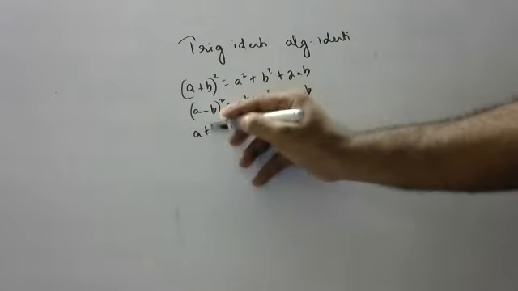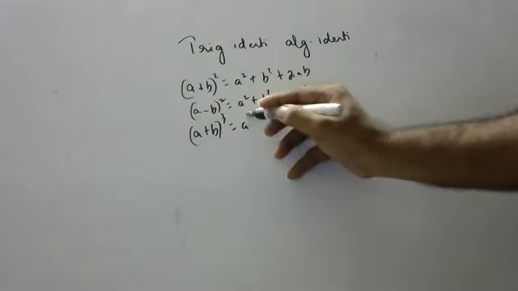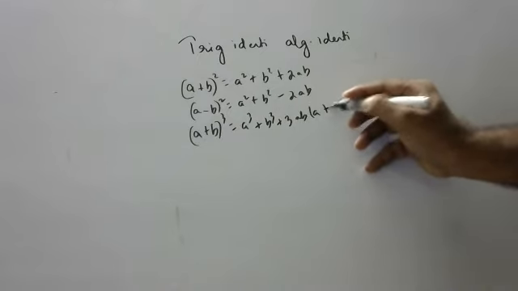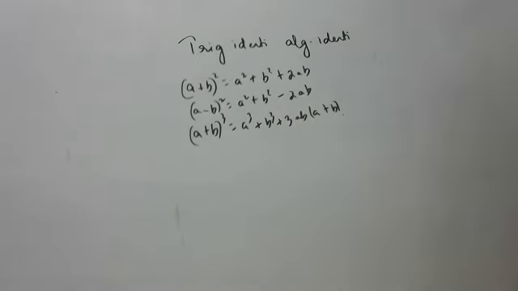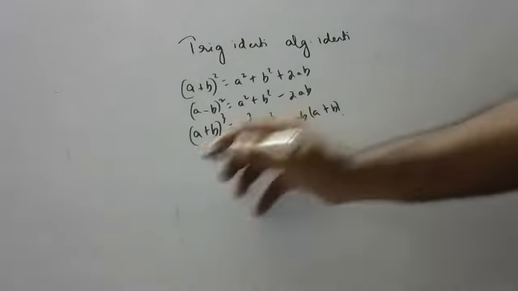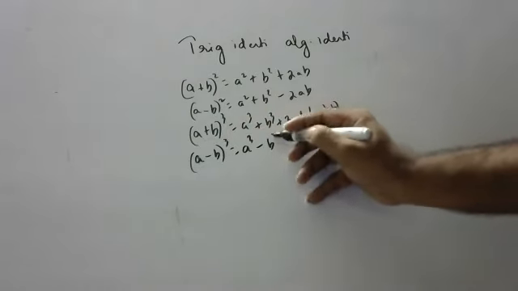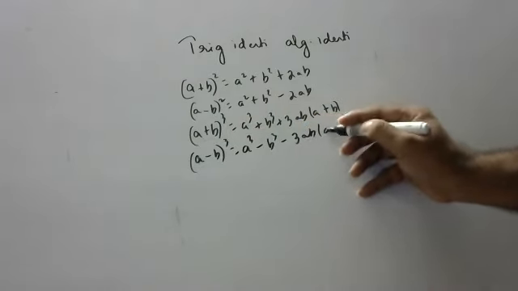Okay. A plus B whole cube, children, is A cube plus B cube plus 3ab into A plus B. Okay. Anything they can ask, children. A minus B whole cube, children, is A cube minus B cube minus 3ab into A minus B.